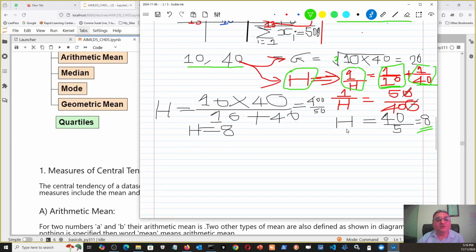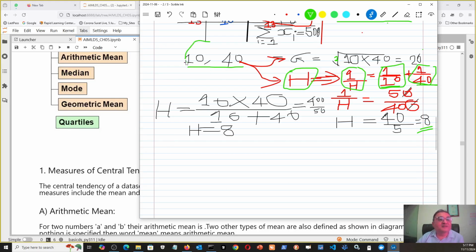Now again, here also the formula remains the same. If instead of two observations, suppose there are 5 observations, n1, n2, n3, n4, and n5, then 1 upon h is equal to 1 upon n1 plus 1 upon n2 plus 1 upon n3 plus 1 upon n4 plus 1 upon n5. Then you will do that addition on the right side, and whatever answer you get, that is 1 upon h. So you will take its reciprocal.